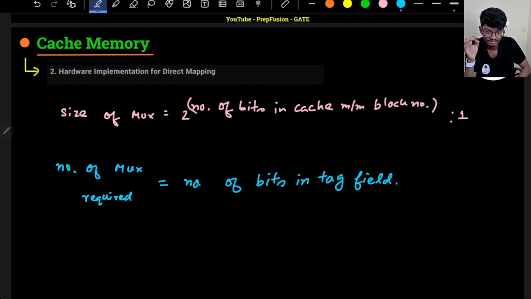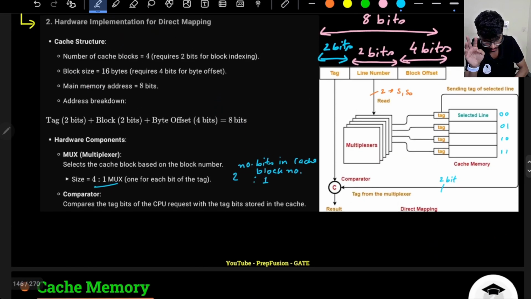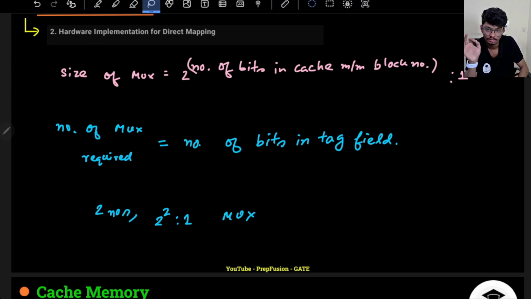In this example, the number of bits in the cache block number is 2, so it will be 2 raised to the power 2 to 1 mux, and how many? 2. So 2 numbers of 4:1 mux I will require. That will be the total number of mux that I will require. So this is the mux.